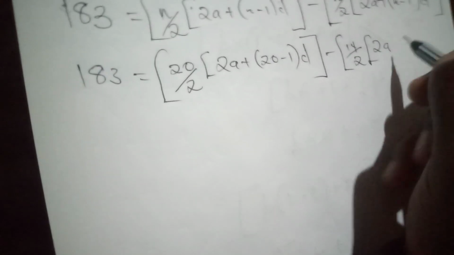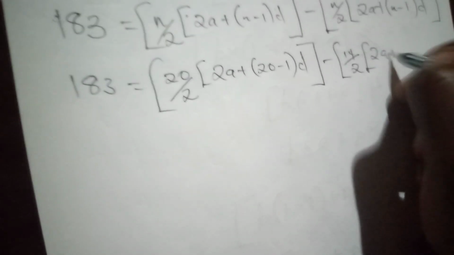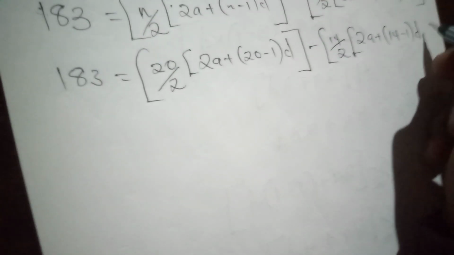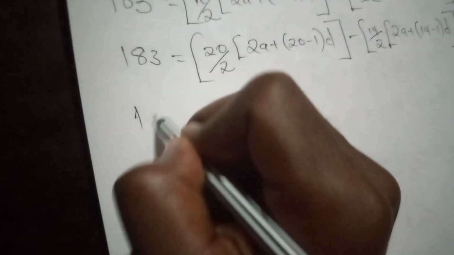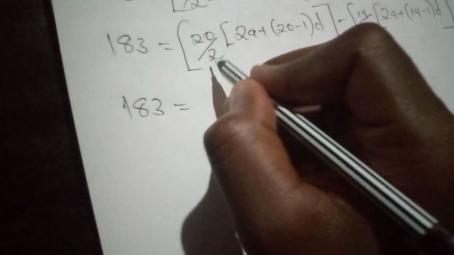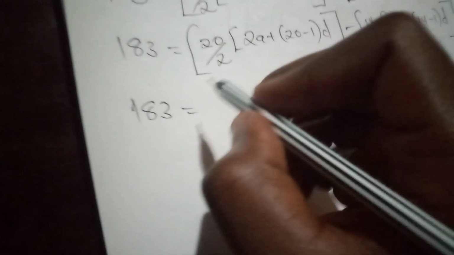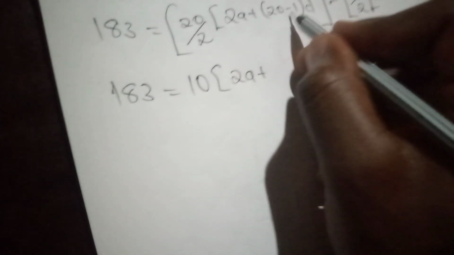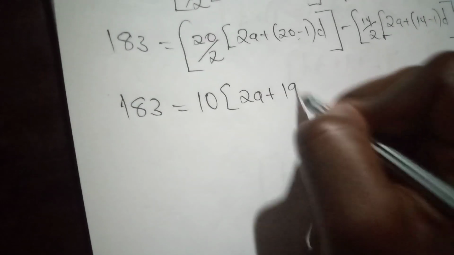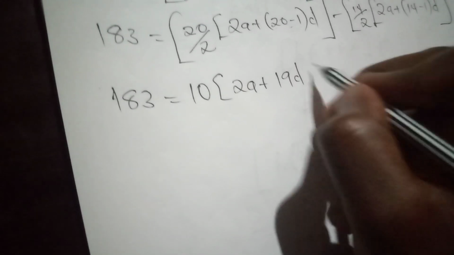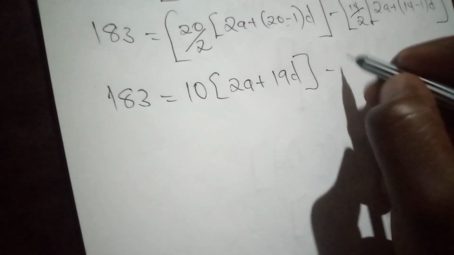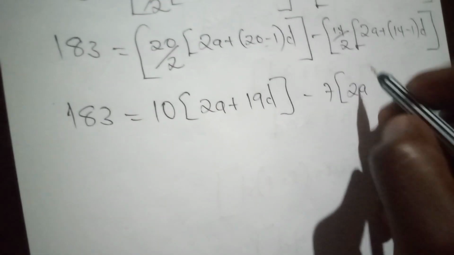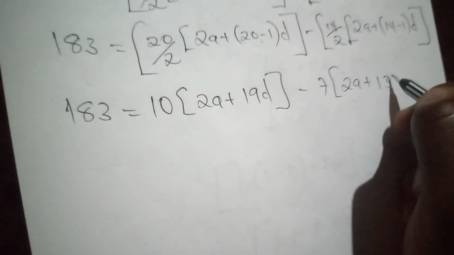That is 2a plus 14 minus 1 times the common difference. From there, it's just a matter of simplifying. So 20 divided by 2 is 10, times 2a plus 19d, minus 14 divided by 2, that is 7, times 2a plus 13d.